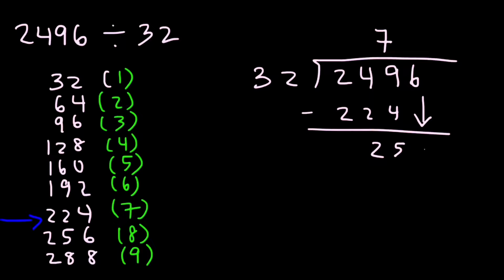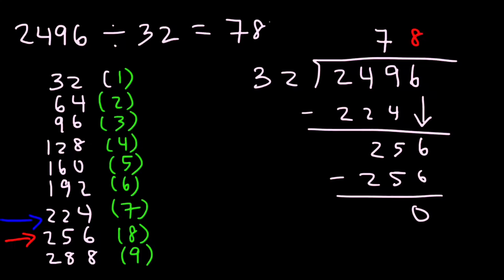Now let's bring down the 6. We can see that 32 goes into 256 8 times, with a remainder of 0. So therefore 2496 divided by 32 is equal to 78. That's the answer.